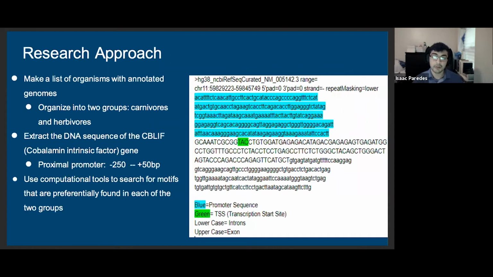Our first step involved compiling a list of herbivores and carnivores whose full genome sequences have already been available. We then extracted the CBLIF promoter sequence from each of these organisms via a genome browser and annotated the region to highlight the starting site, promoter sequence, introns, and exons, as you can see here. From there, we intend to work on finding sequence motifs among the gene promoters that we collected. Next slide, please.